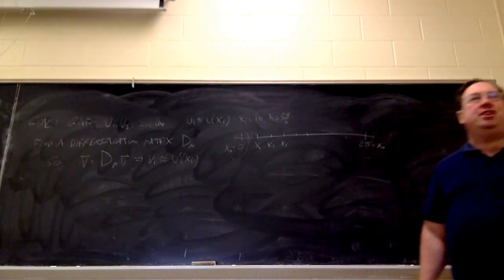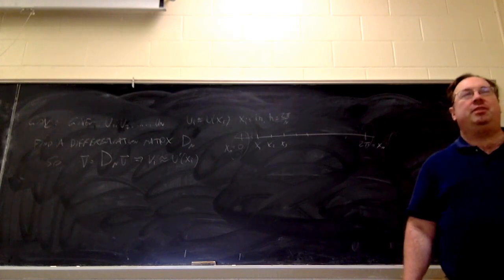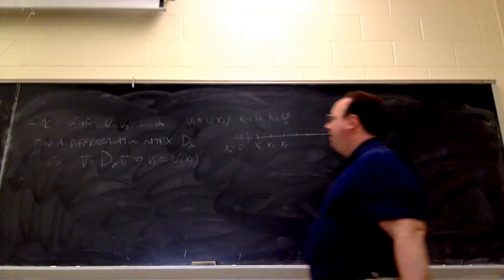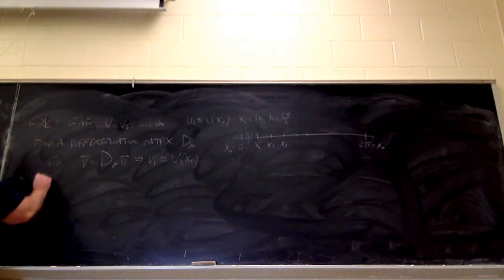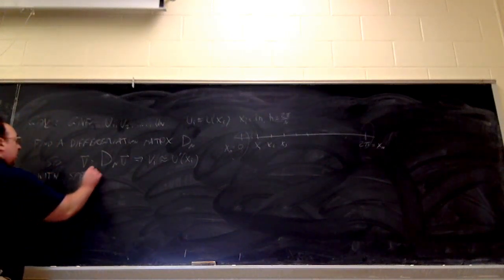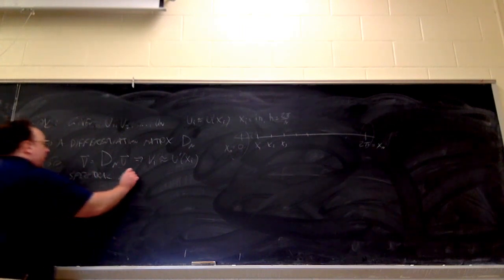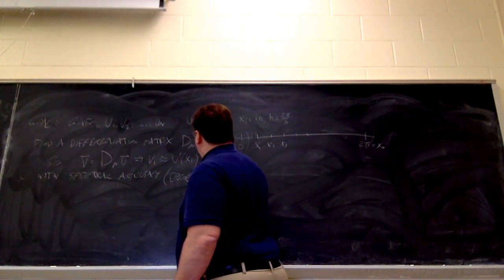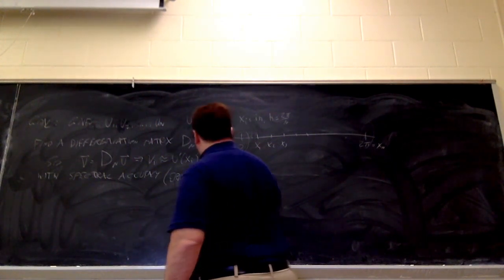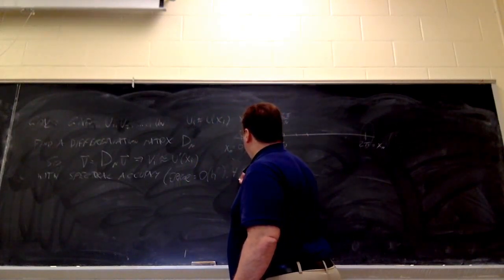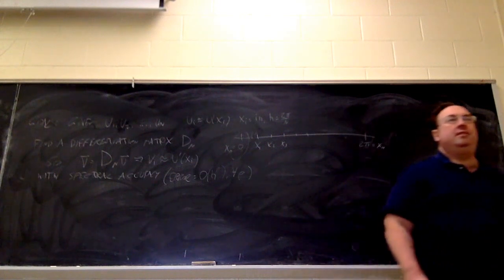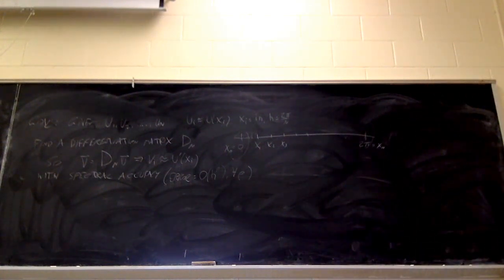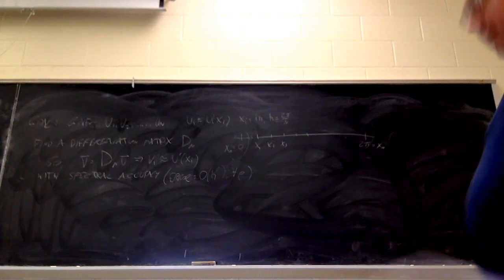Now, we already have a differentiation matrix from finite differences that you can use, like a forward difference or backward difference or centered difference, but we want more accuracy, which I will call spectral accuracy, meaning that the error is order h to the p for all integers p. So in other words, the error goes to zero faster than any polynomial at any power of h.